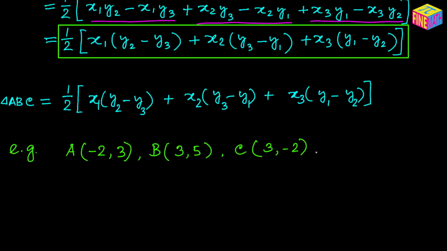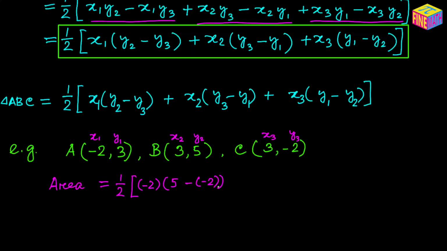So let's do that. So the area would be half times x sub 1. Now what is x sub 1? Well, let me quickly denote those. So this is our x sub 1 and this is our y sub 1. Similarly x sub 2 and y sub 2, and here we have x sub 3 and y sub 3. Alright, so it would be x sub 1, which is negative 2, times y sub 2 minus y sub 3. So that would be 5 minus negative 2.